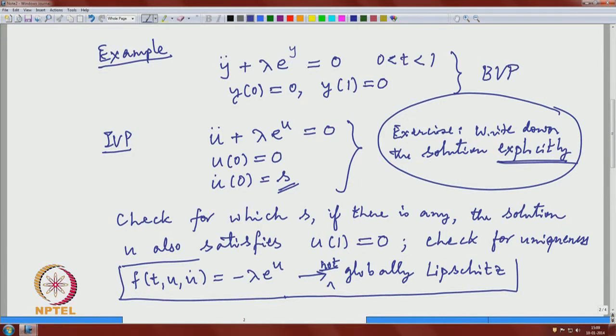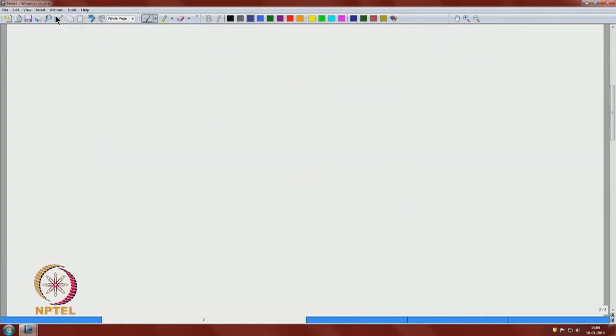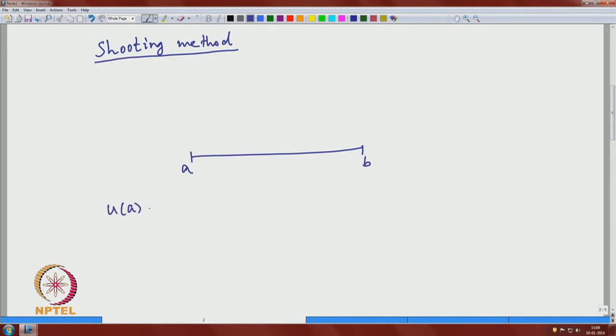Okay. And so, let me again continue with this, why this shooting method. So, what is happening? Shooting method, geometric picture. So, here, this is a, this is b. Let me just take for example a simple thing, u(a) equal to 0, u(b) equal to 0, just for the illustration. So, what we are doing is, starting here, but with a velocity. So, u dot at a is equal to s.